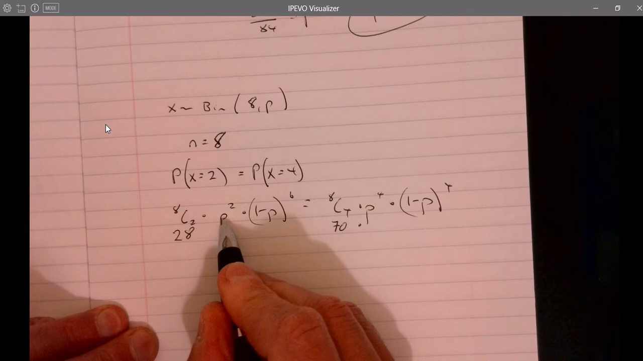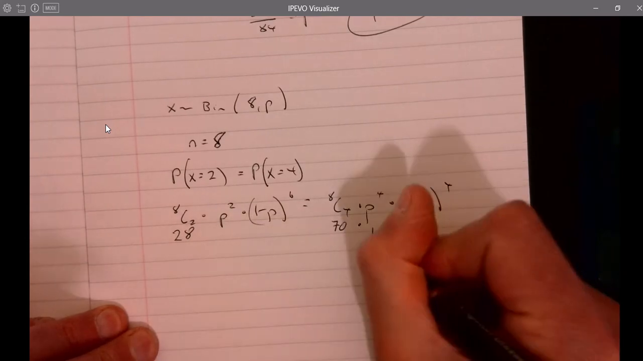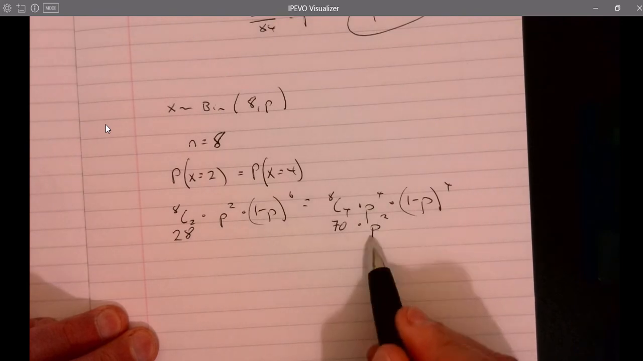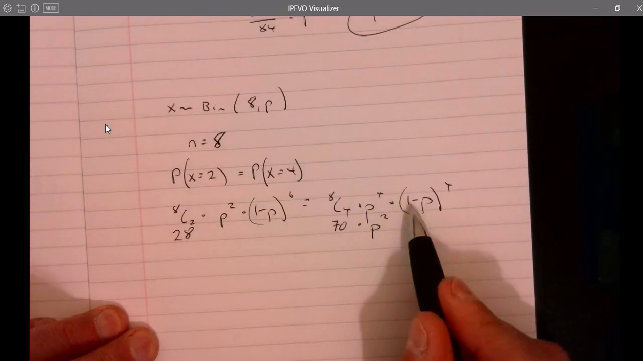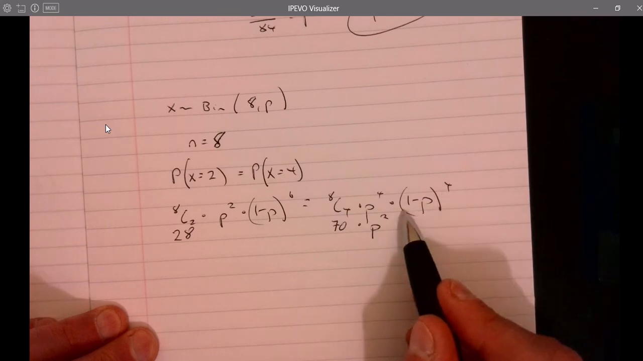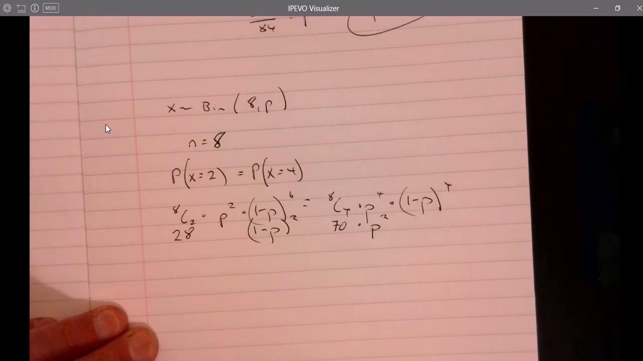Now, let's divide by p squared on both sides. So that disappears. p to the 4 divided by p squared will give me that. And now I'm going to divide both sides by (1 minus p) to the 4. So that conveniently disappears, and I get that.